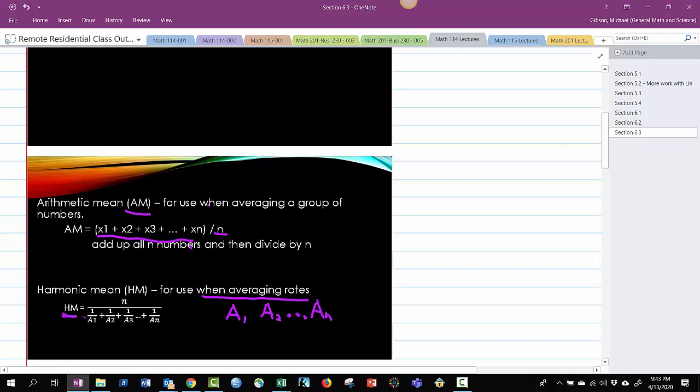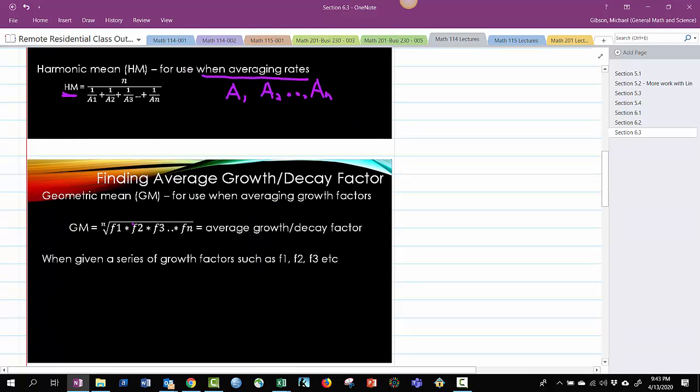Then your formula is n divided by 1 over the first rate plus 1 over the second rate plus 1 over the third, etc., till you've got them all. This particular formula assumes that the rates are weighted together equally.